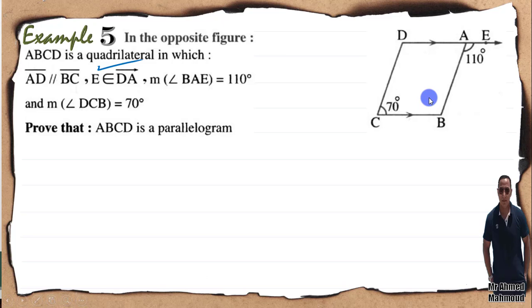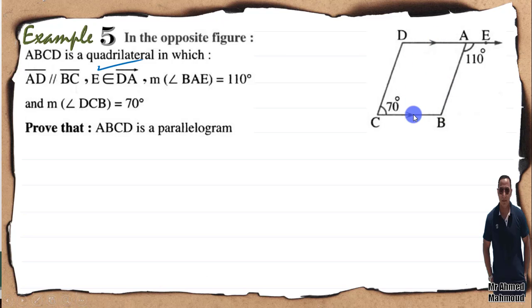Okay, to prove that this shape is a parallelogram, then we need to prove one of the properties. If you don't remember, please go back to the video. We have 5 properties. I need to prove one of the 5 properties. Now I don't have lengths, so I don't use the side length. Also, I don't have diagonals, so I will not use the diagonals. What is available now? I have angles and I have parallel.